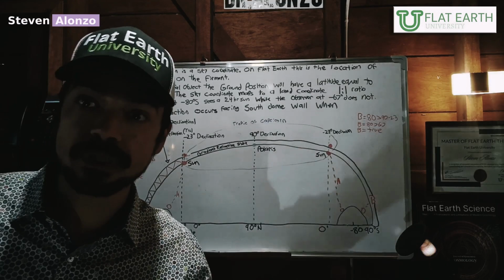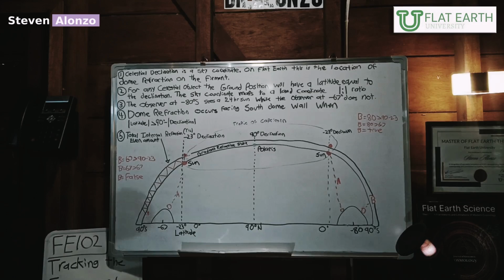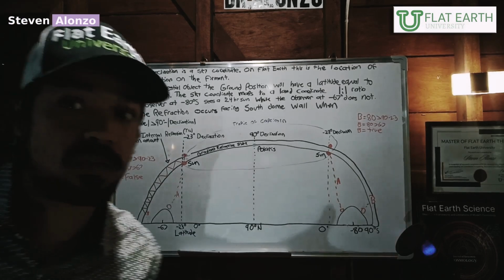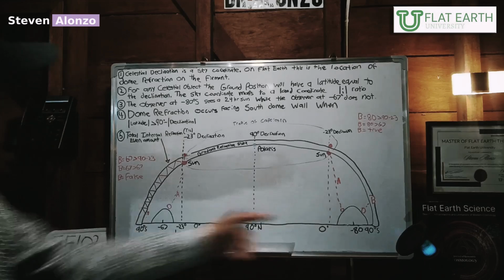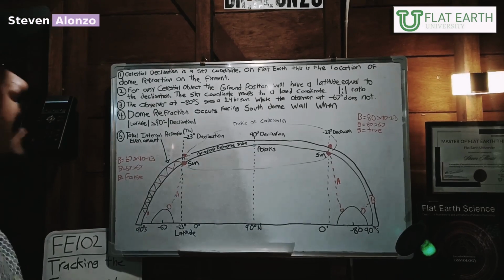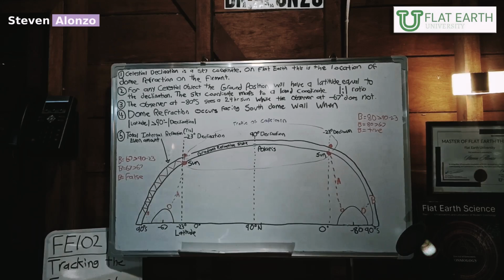So remember, there's a one-to-one mapping up here. Celestial declination is a sky coordinate, and it maps with the one-to-one ratio. For any celestial object, there's something called the ground position. I also call it the zenith. But it has a latitude equal to the declination.